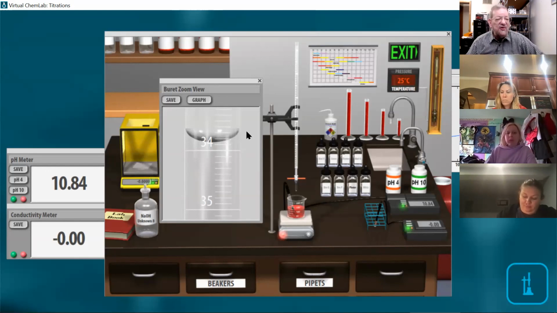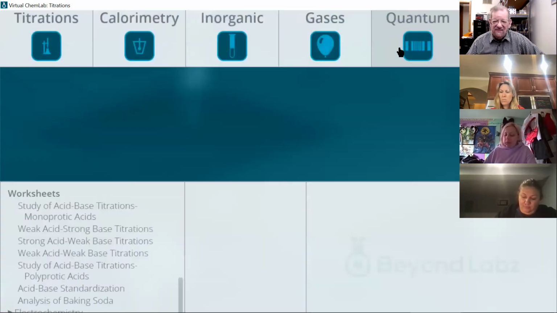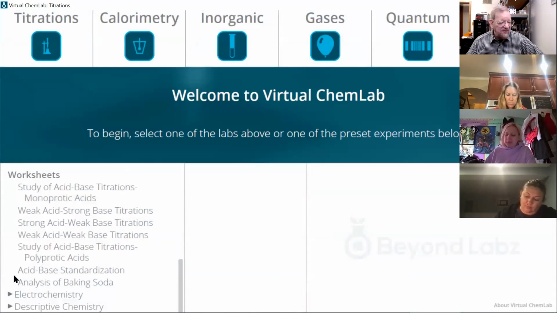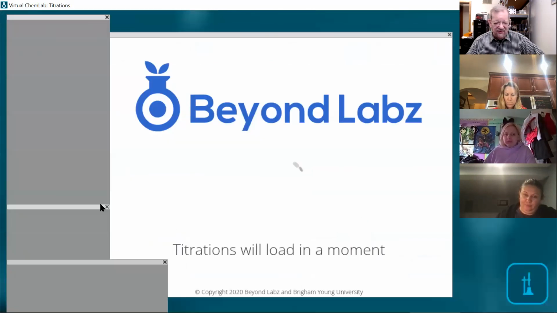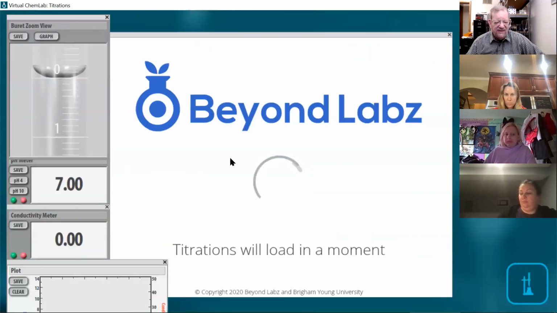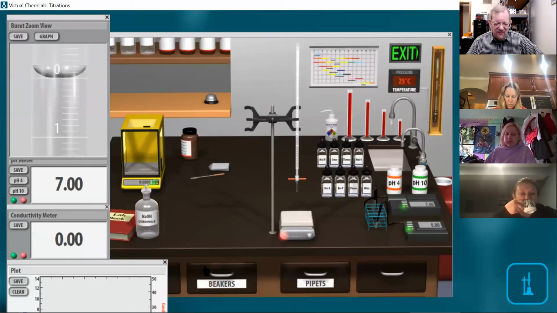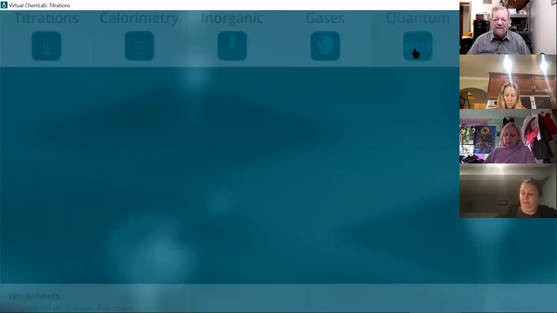Now, to do the second run, the quickest way is hit exit, go back to acid-base titrations, and you put the beaker in there and repeat what I just did. And that's today's lab.